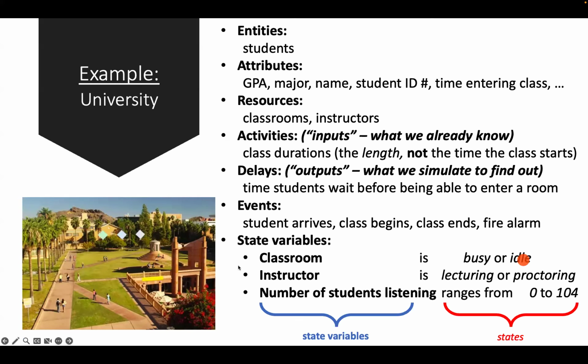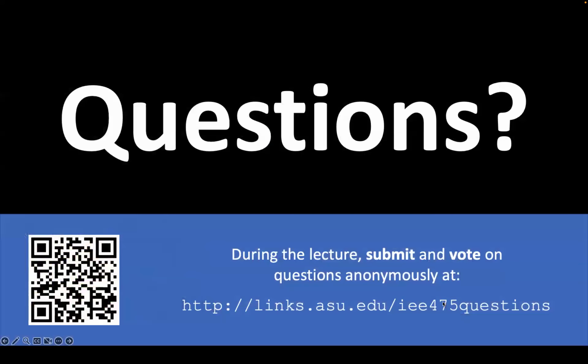So we can model the states and the events this way. These are our state variables. The classroom is, and the current states are either busy or idle. And I've given some of these examples already. All right, questions about any of that?